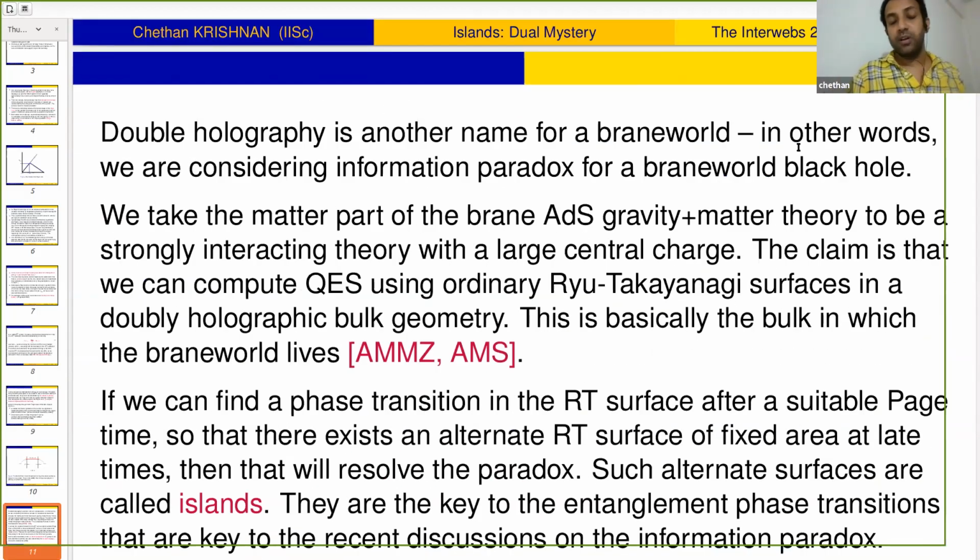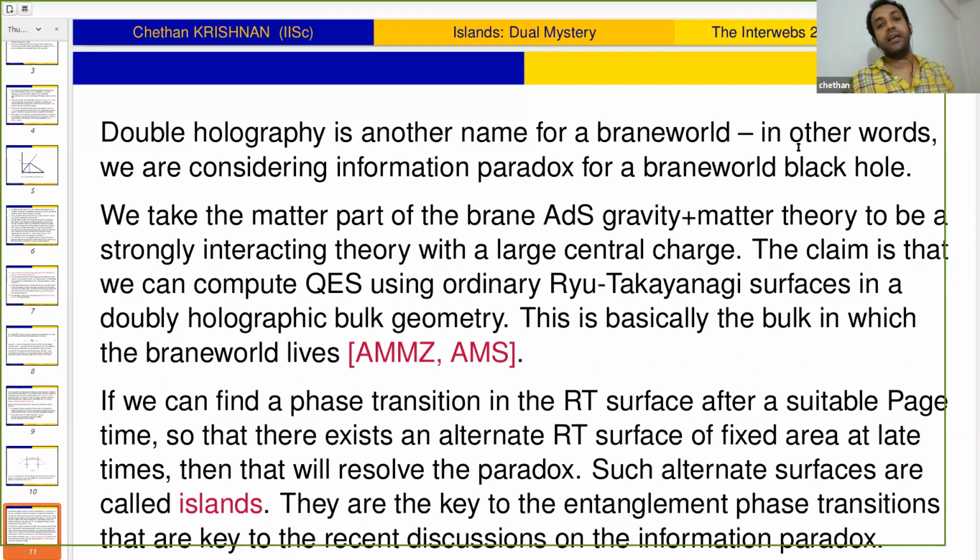Let me explain what double holography is. Essentially, double holography just means that we are going to look at brane world black holes. In other words, we are considering the information paradox in a system where, at least in the context where it has usually been done, there is AdS gravity on a brane, and then you couple it to a matter theory. You take this matter theory to be strongly interacting with large central charge so that it has a dual holographic description. This is the context of a certain version of the standard brane world setups.